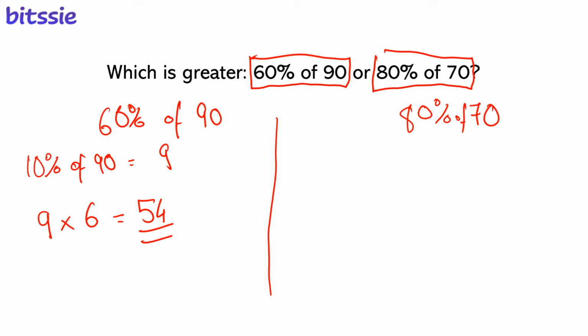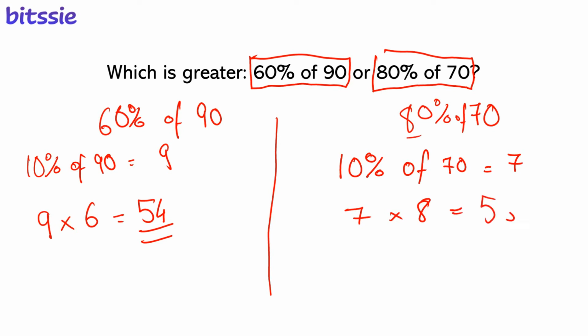Next, we have 80% of 70. First, we need to calculate 10% of 70, which is 7. Then we need to multiply 7 by 8, as it's 80%, and this gives us 56. So we can say that 80% of 70 is greater than 60% of 90.